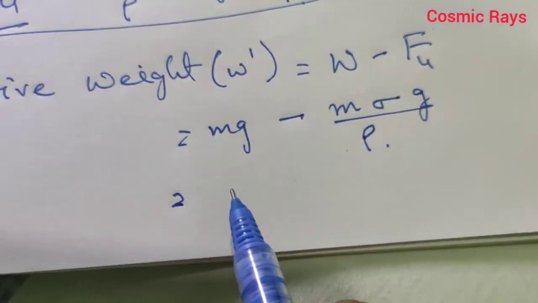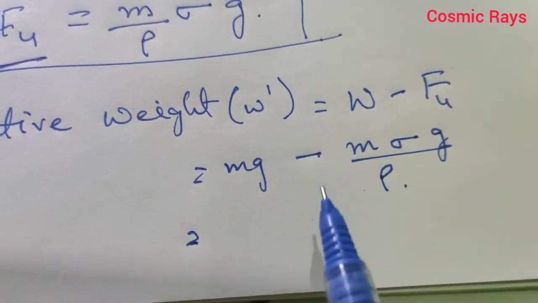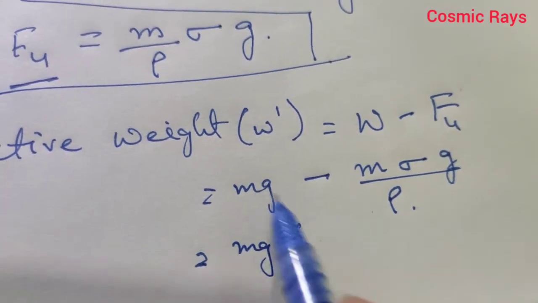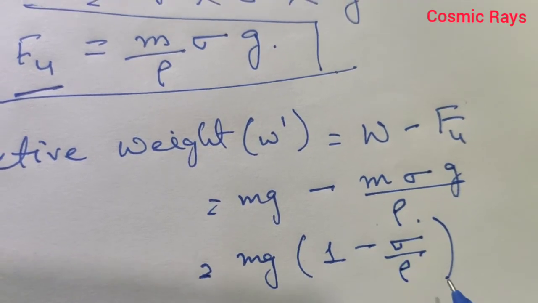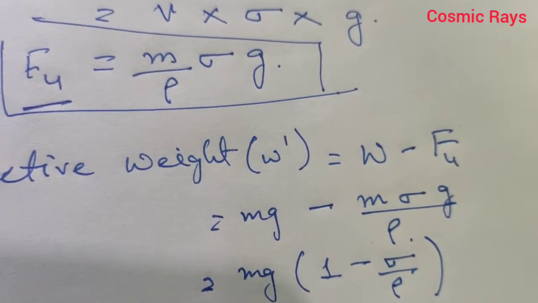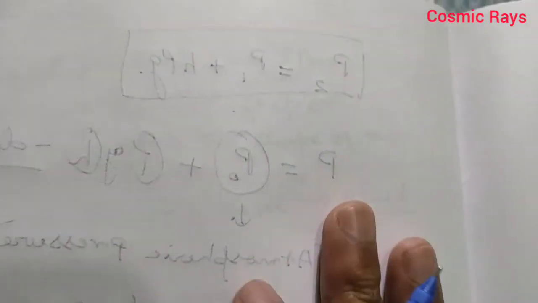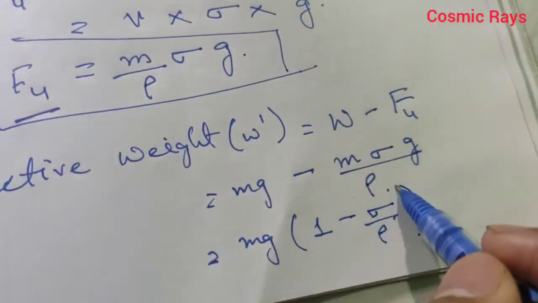So if we have mg in both the terms, if we take mg common, then we have 1 minus density of the liquid upon the density of the substance or the density of the object. Please note that this is the reason why some of the objects or bodies can float on a particular liquid and some bodies cannot float. So this depends on this factor.